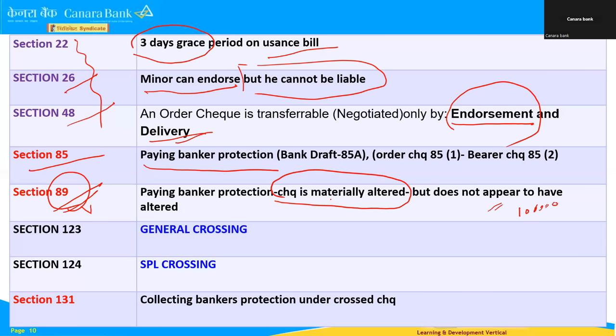Collecting banker protection is 131. If you are a check collection bank, section 131. These are all, you have to remember. 85 is paying bank, 131 collecting bank. 89 is alteration, materially altered check.